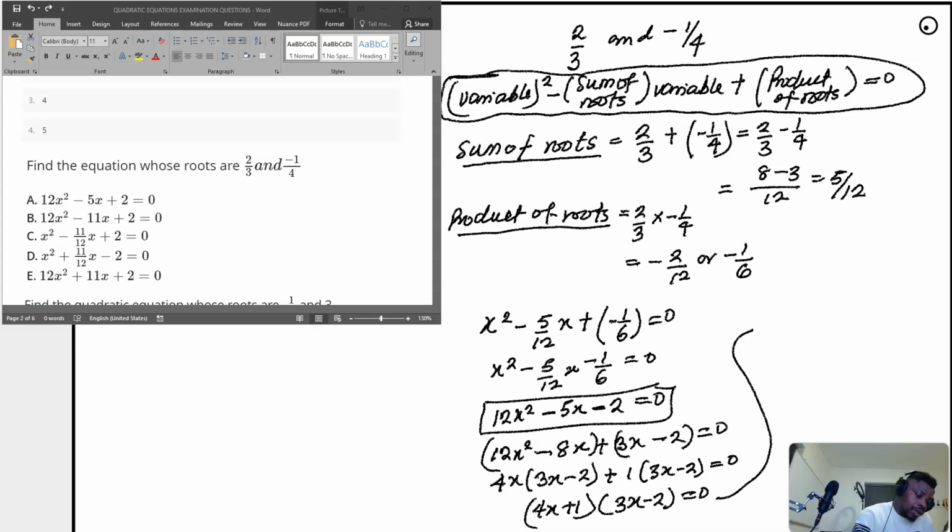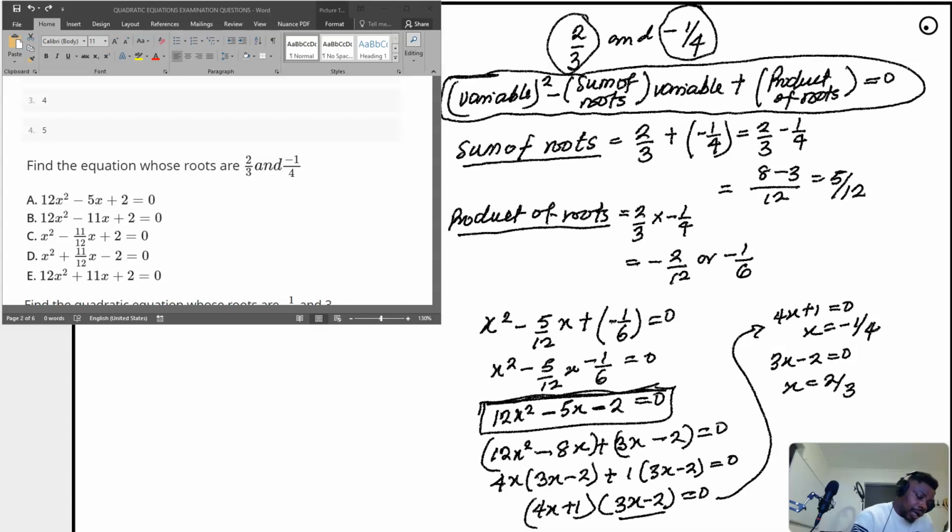So let's finish it up here. So this is 4x plus 1 is equal to 0. So x is minus 1 over 4, which is one of these, correct? So the next one, 3x minus 2 is equal to 0. So x is 2 over 3, which is this. So our solution is correct, but our option is not there, so they didn't write it there.